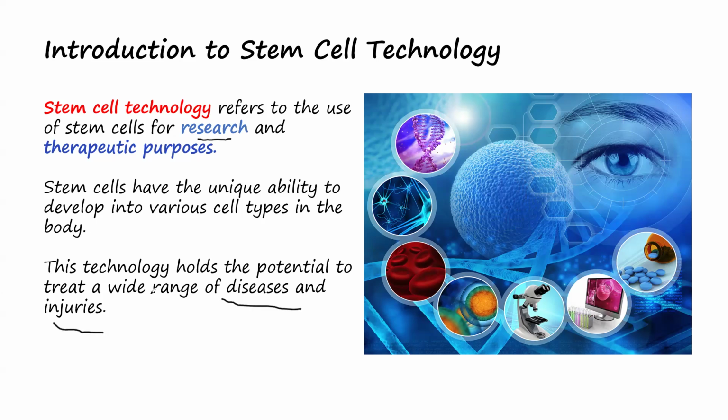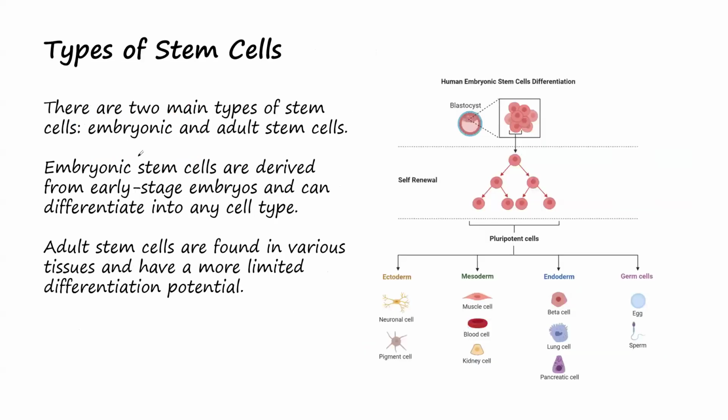With the knowledge of stem cell technology, you can use these stem cells in the diagnosis of disease, in the treatment of disease, and in so many other applications, especially in medicine. You can have brain injury, kidney injury. With stem cells, you can actually replace the organ that was injured. So what are the types of stem cells?